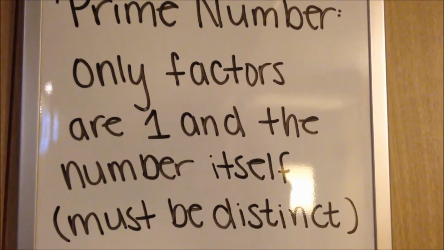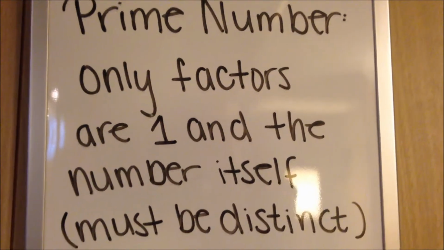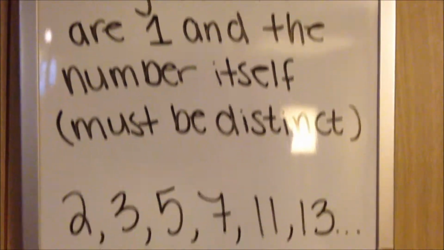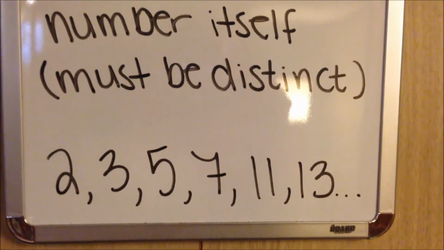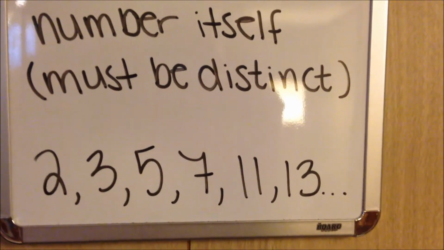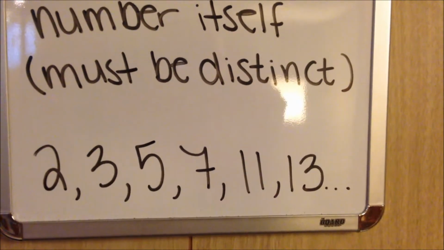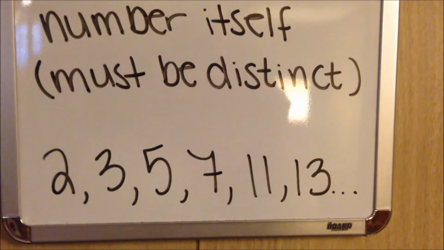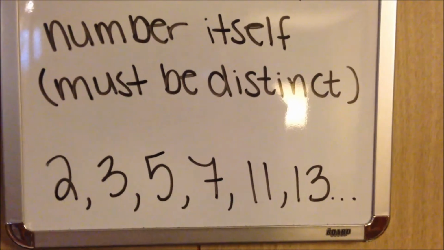So what do you think is the smallest prime number? Well, it's actually the number 2. If we go in order, 2, 3, 5, 7, 11, 13, and so on is the list of prime numbers. Please note that the number 2 is the only even prime number.